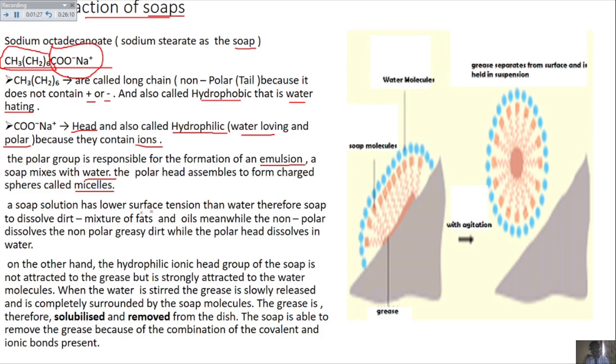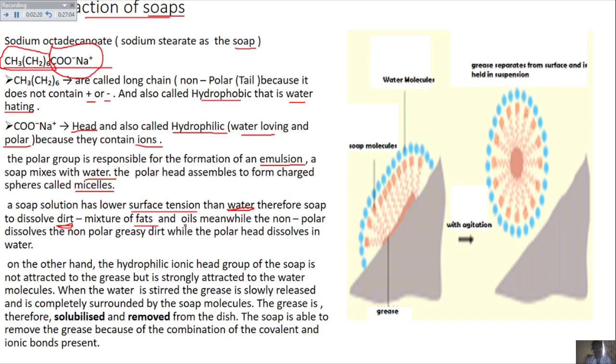A soap solution has a lower surface tension than water. Why does water have more? Because of the hydrogen bonding in water molecules. Therefore, soap can dissolve dirt. With a low surface tension, when dirt comes in, the soap easily attacks the dirt and removes it, unlike plain water. The lower surface tension of soap allows it to remove dirt particles, because water has a higher surface tension due to its hydrogen bonding.